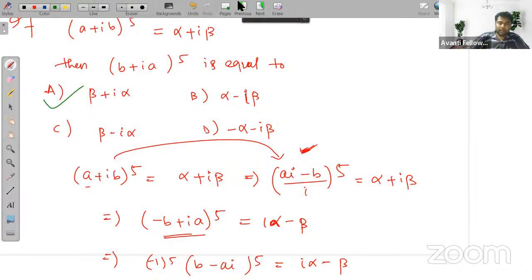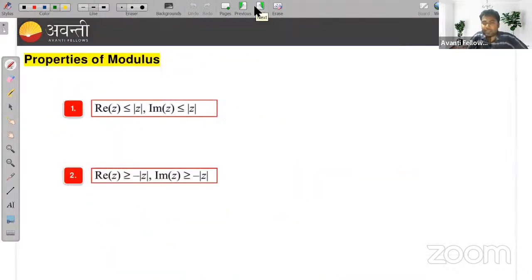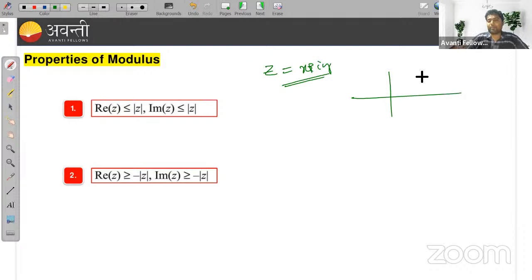Okay, so now let's move to the next thing, properties of modulus. Okay, see here, real of Z is less than or equal to mod Z, and also imaginary of Z is less than or equal to mod Z. How? Is it true or not? Yes. So suppose I am taking Z equal to X plus IY. If we plot this in the Argand plane, this is Z, which is equal to X plus IY. If we join it to the origin and drop a perpendicular from here, this length will be X and this length will be Y.